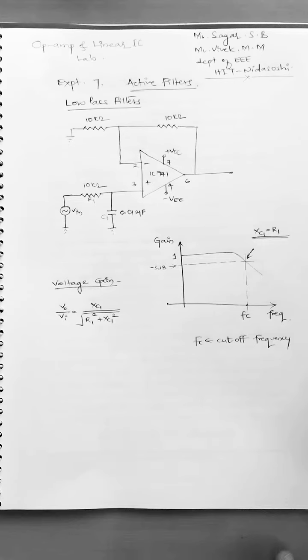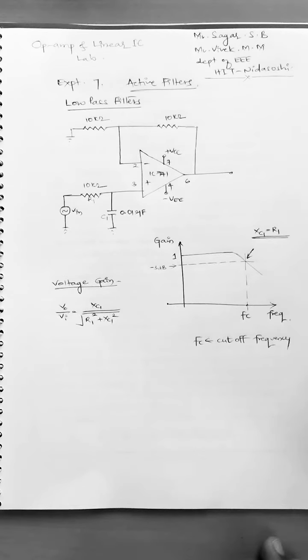In these filters, we are using active element like operational amplifiers. Today, we will be dealing with classification of these active filters, namely low pass filter, high pass filter and band pass filter. We'll connect the circuit on the breadboard and we'll verify the output waveform. Let us start with the low pass filters.